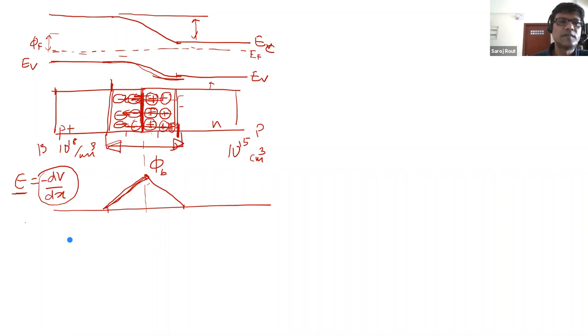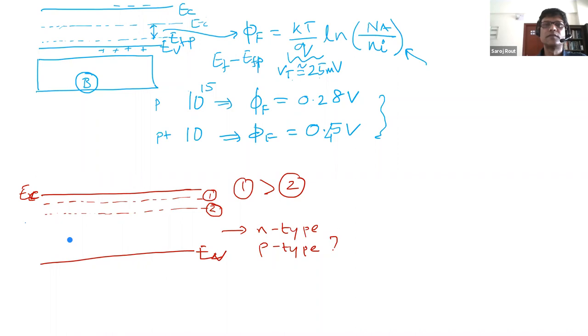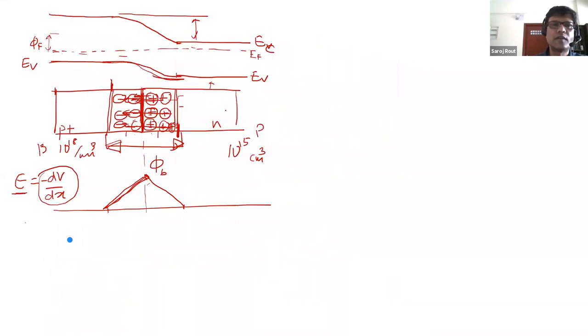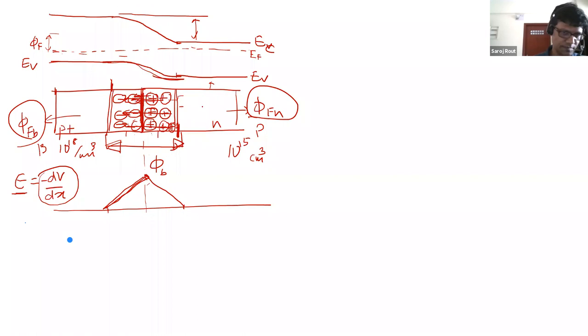What should be the amount of this built-in potential? What do you think? I mean, you can obviously calculate and all that. From a band gap perspective, what do you think should be the value of this? In terms of the only quantity I have, phi f, right? So there is a Fermi potential for this one, phi f n, and there's a Fermi potential for this one, which is phi f p. So in terms of this, what should be the built-in potential here?